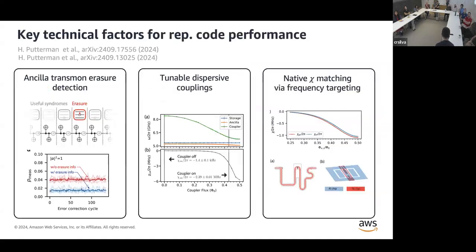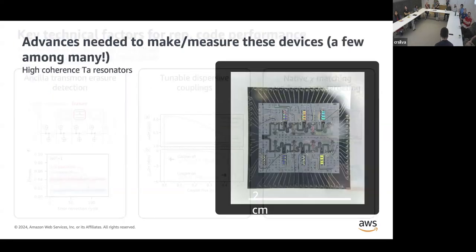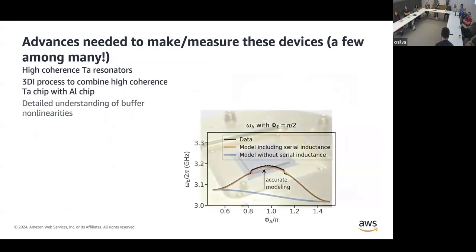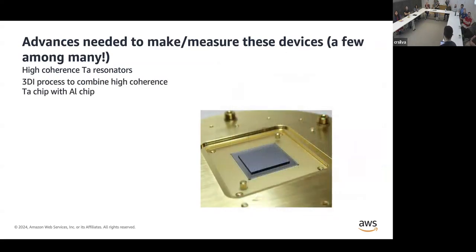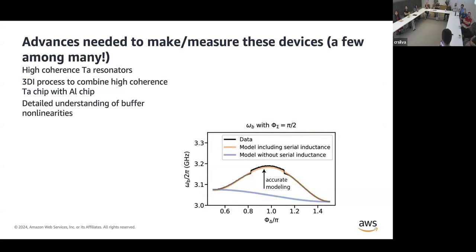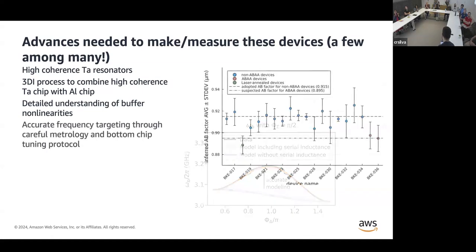All right. So let me just mention what we had to do to make it work. We needed this tantalum resonator. It was very important to get the cat qubits to be good enough. We had to do this three-dimensional flip chip process to integrate the tantalum chip to the aluminum chip. We had to understand this buffer, this nonlinear object that has the four-wave mixing, but usually has some parasitic inductance that can be very bad. We had to understand how to handle this, and we have a paper where this is explained in detail.